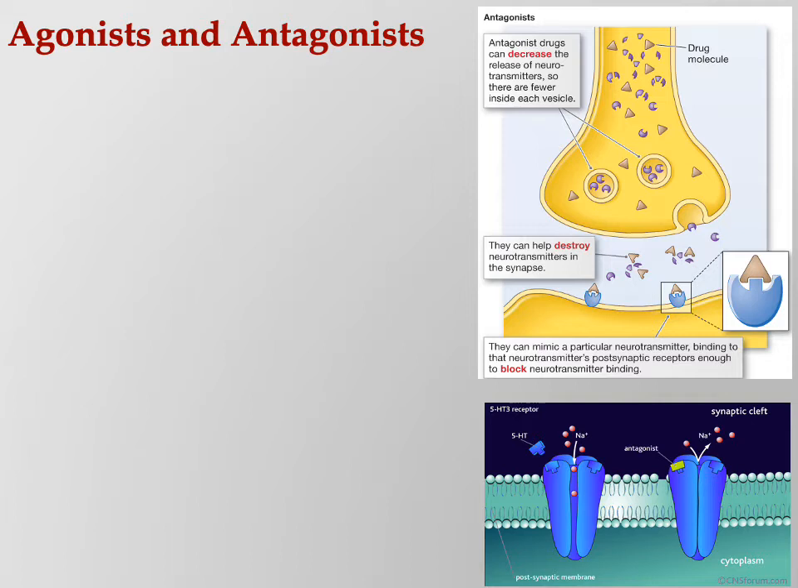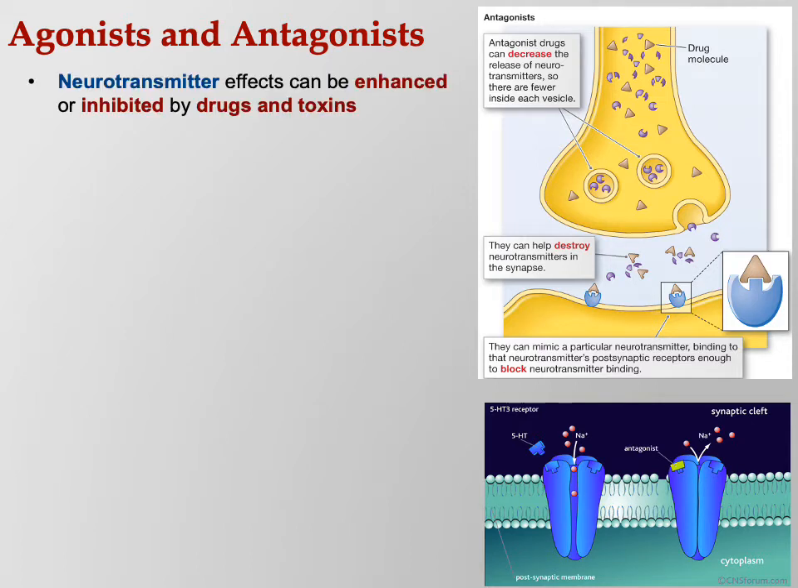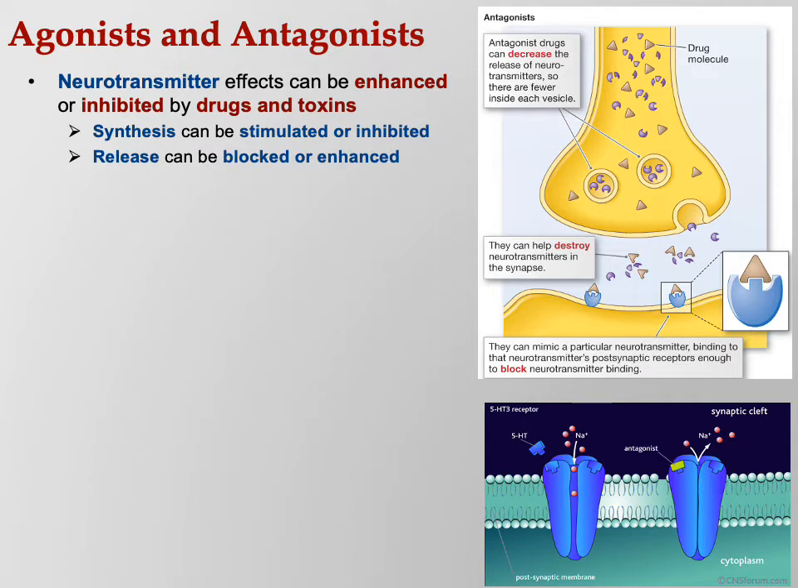Let's go back and talk about a basic concept of agonists and antagonists. So a neurotransmitter's effects can be enhanced or inhibited by drugs and toxins. Some drugs can cause you to make more neurotransmitter. Other drugs can cause you to make less. Same with toxins. Drugs, toxins, really the same thing. It's just a question of whether or not we like what they do or whether we don't. The release of neurotransmitters, some drugs can block the release. Some drugs can enhance the release.